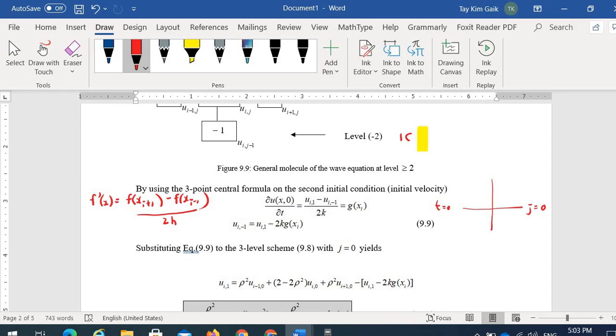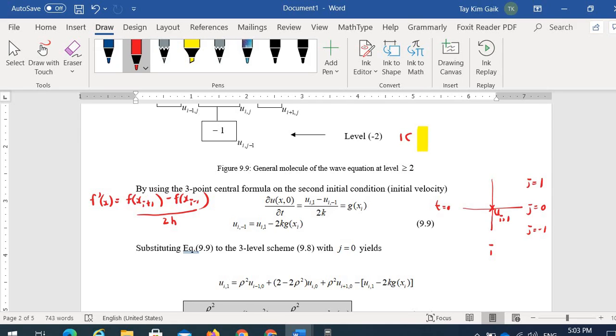We use 3-point central. So this is j equal to minus 1. This is j equal to 1. And then this one is i at this point, u_i,1. So using 3-point central, because we differentiate u with respect to t.